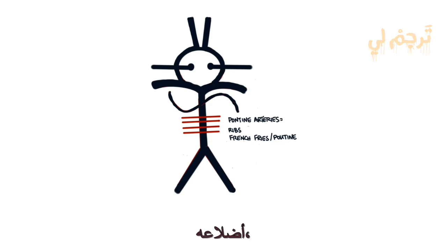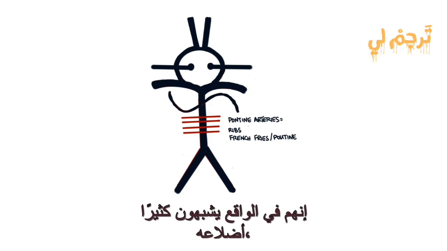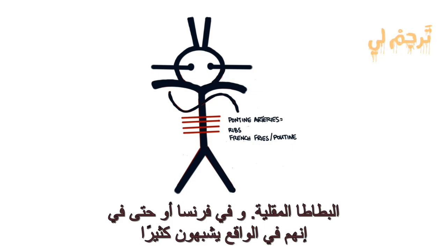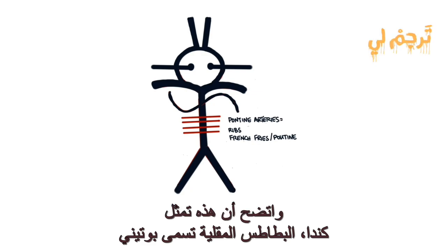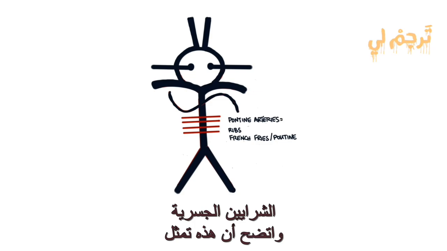His ribs, they actually look a lot more like French fries. And in France, or even in Canada, French fries are called poutine. And it turns out that these represent the pontine arteries.